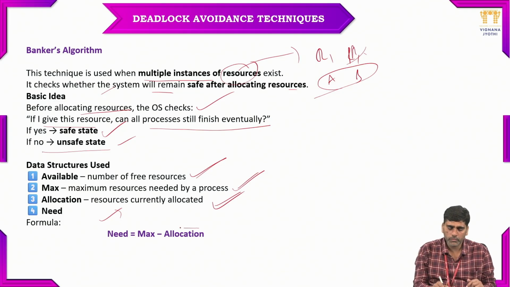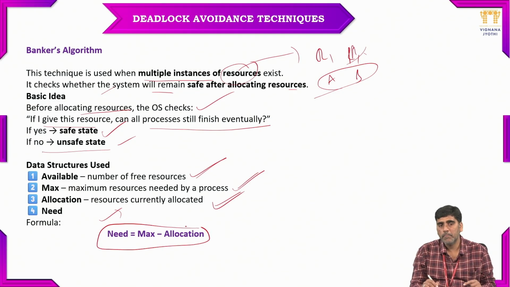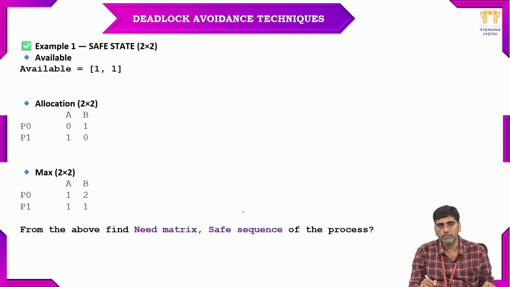For this we have the formula called need, which equals the maximum number of resources needed by the process minus the resources currently allocated. So need equals maximum minus allocation.